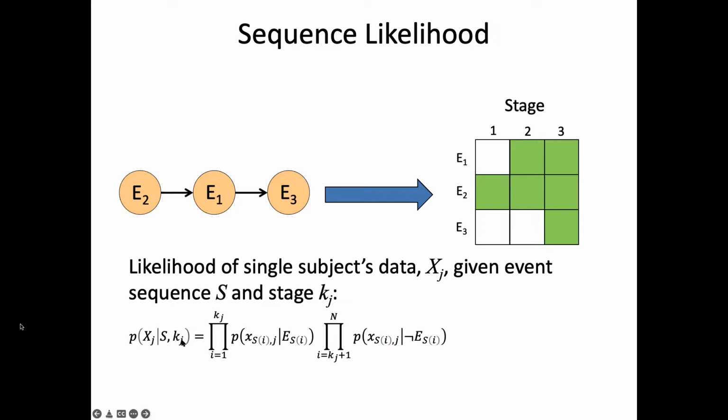And if we assume that this subject is at stage K_j, we get the likelihoods of the first K_j measurements from the likelihoods of the measurements given that the event has occurred. That's the definition of being at stage K_j: the first K_j events have occurred. We'll assume that each of the measurements is independent, so we simply multiply together the likelihoods of each of those first K_j measurements given that the corresponding events have occurred. And then for the remaining n minus K_j measurements, the assumption is that those events have not occurred. So we multiply the likelihoods of the remaining measurements given that the corresponding events have not occurred. And this big product gives us the likelihood of the full set of data from one particular subject given the sequence and the stage.